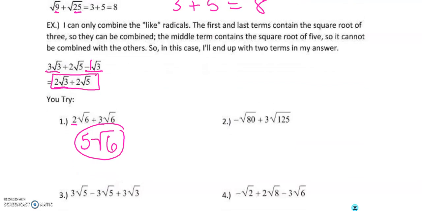Take a look at the next one. It looks a little more complicated. The first thing I'm going to do is pop a little 1 in here. So I know it's negative 1 radical 80. I'm going to pull my radical 80 off to the side and simplify it. And we've been working with prime factorization, so I'm going to show that.